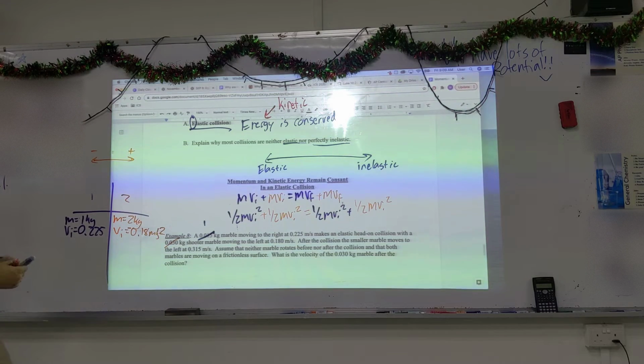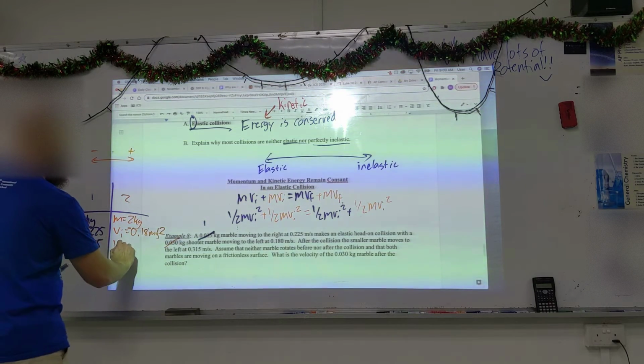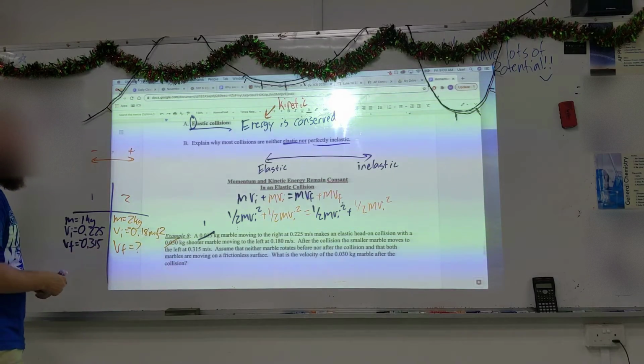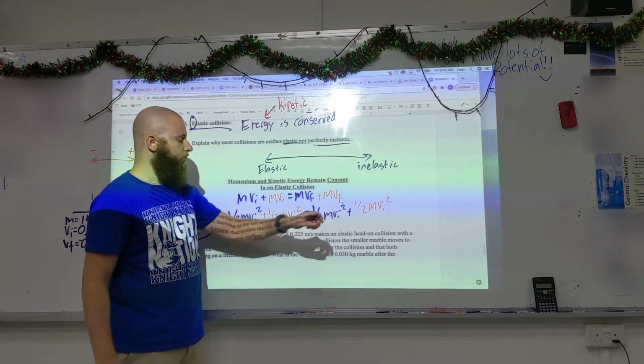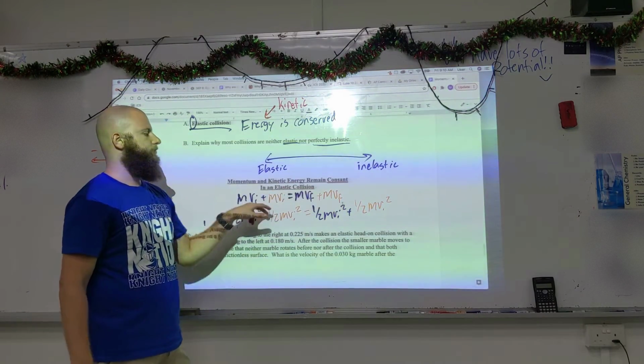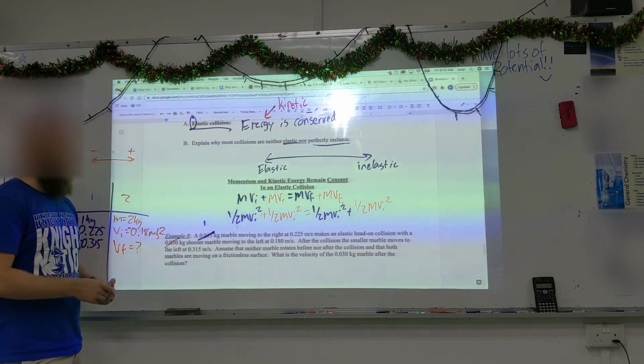After the collision, the smaller marble moves to the left at 0.315 meters per second. So this vf is now going to be negative 0.315. Assume they're not rotating, so we don't have other factors causing problems. What is the final velocity of the second marble? We're actually not going to need to worry about this aspect. We could use this, or we could use the regular momentum equation. Either one would solve the question for us.